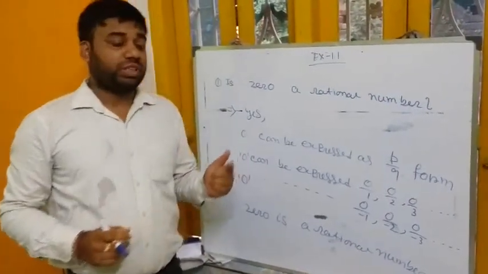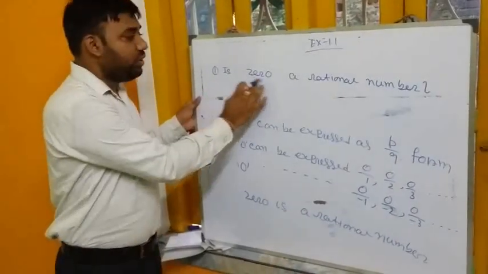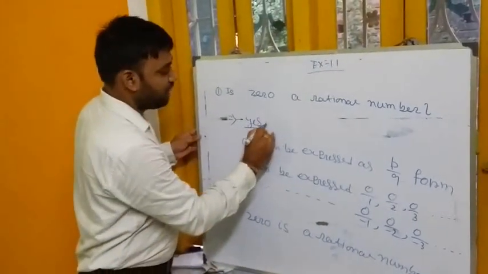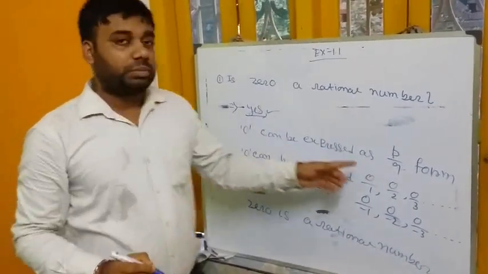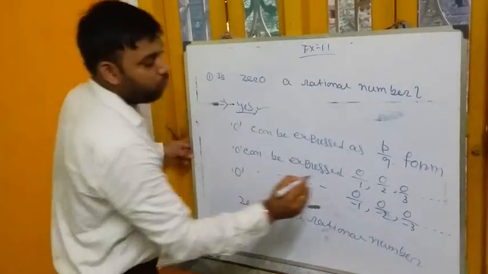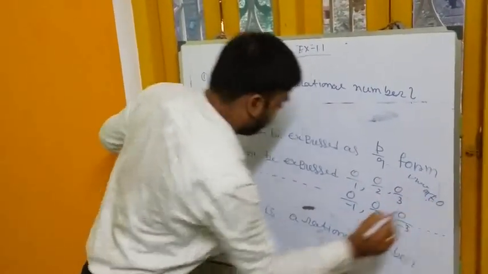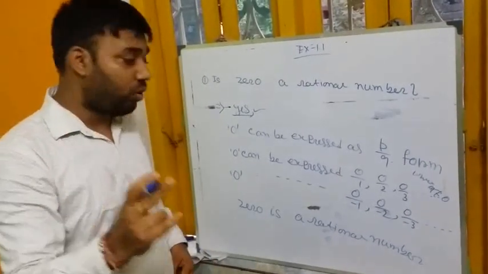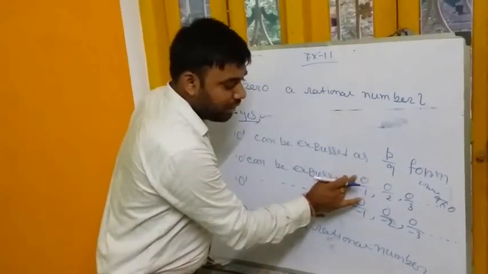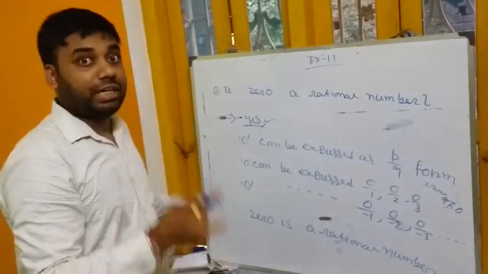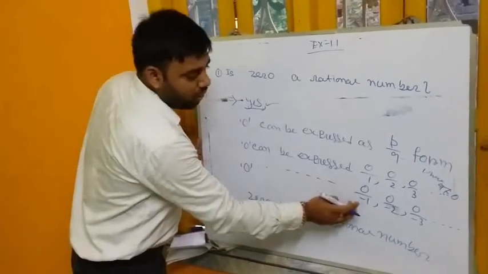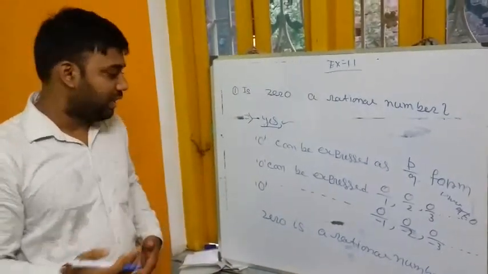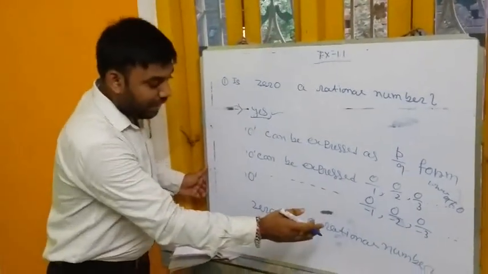First question of exercise 1.1: is 0 a rational number? We have to verify whether 0 is a rational number or not. The answer is yes, as 0 can be expressed in p by q form, where q not equal to 0. 0 can be expressed as 0 by 1. 0 by 1 means 0. 0 by 2, 0. 0 by 3, 0. So 0 can be expressed in p by q form, where p is 0, which is an integer, and 1, 2, 3 are also integers and not equal to 0. And in another form, 0 by -1, 0 by -2, 0 by -3. So the denominators of those numbers are integers. So the final conclusion is 0 is a rational number.